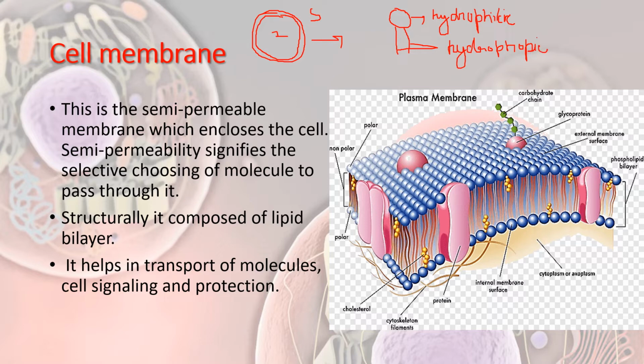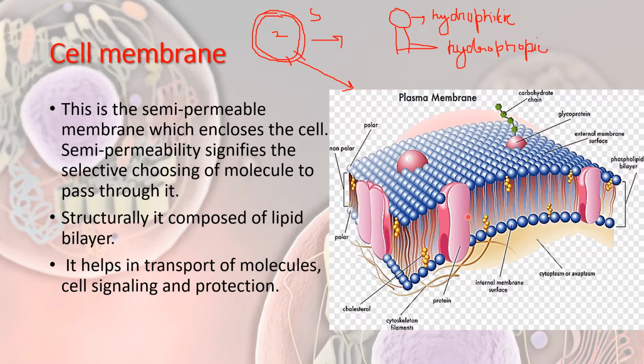So if we magnify this particular portion, then what do we see? See here. This is the structure of the plasma membrane. It is composed of phospholipid molecules. This is the head, and these are the tails which are pointing inward. So basically two layers are required in the formation of the plasma membrane. So this is known as the phospholipid bilayer.